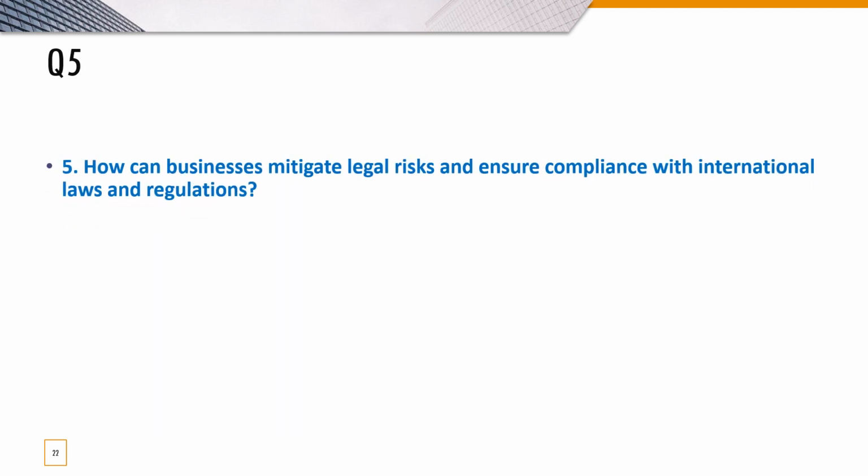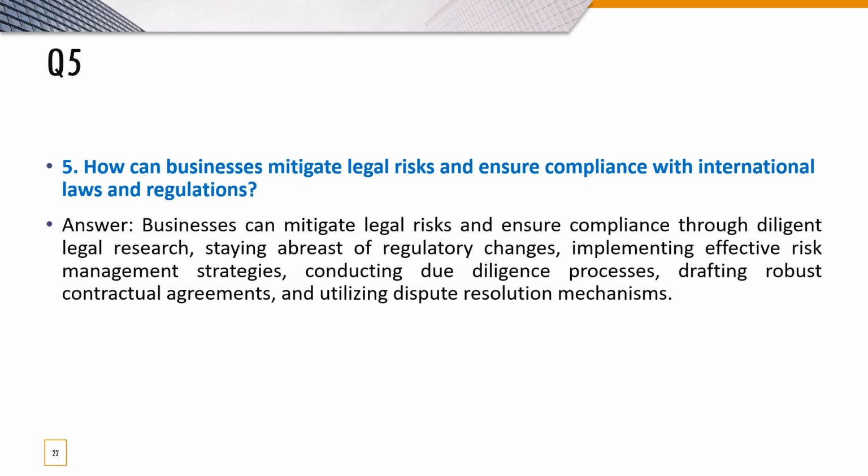Five, how can businesses mitigate legal risks and ensure compliance with international laws and regulations? Businesses can mitigate legal risks and ensure compliance through diligent legal research, staying abreast of regulatory changes, implementing effective risk management strategies, conducting due diligence processes, drafting robust contractual agreements, and utilizing dispute resolution mechanisms.